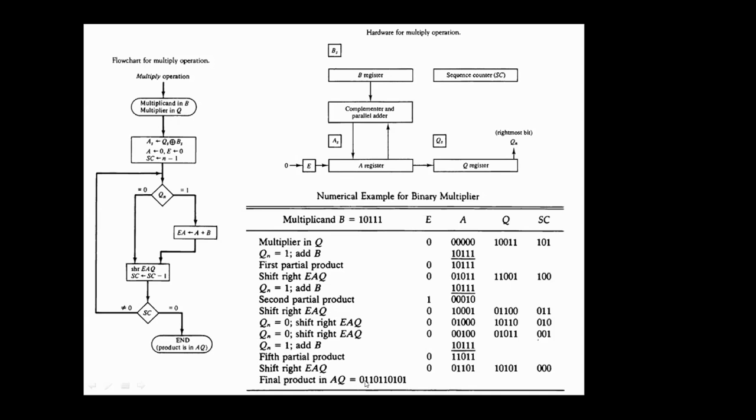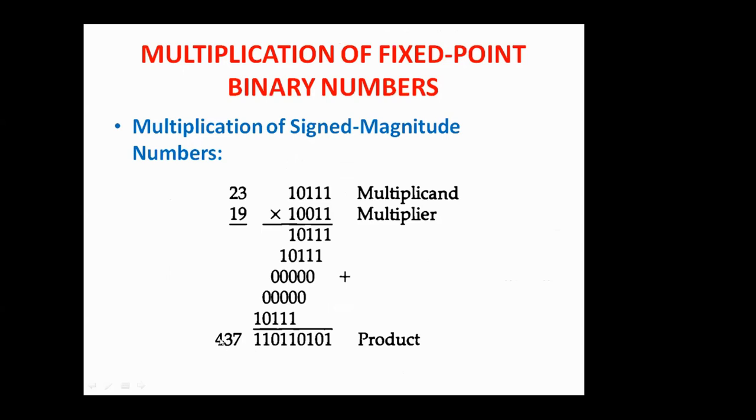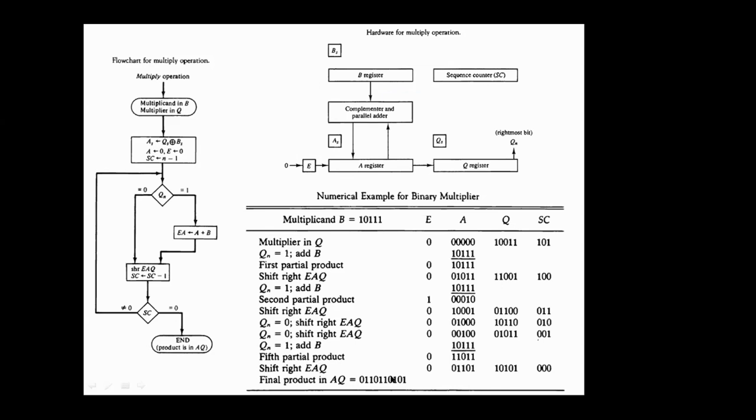And if we check this thing, this will come out to be exactly 437. So this will be 437. Will it be positive or negative? That has already been decided by this operation. If this is 0 here, this is positive. If this is 1, it is negative. In this case, obviously it will be a positive thing. So the answer will be positive. So this whole thing is about multiplying two signed magnitude numbers.